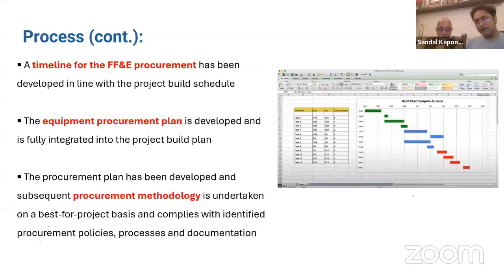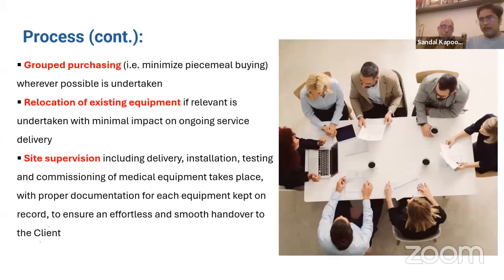So after the specification, we'll have to prepare a procurement plan for the equipment to be purchased. Certain things like group purchasing: if we keep on ordering a single instrument or single machine every time, it may cost us a lot, and it will be a repetitive process. There are certain equipment which are coming from the same sources, so we could order them all together and that will be cost effective.